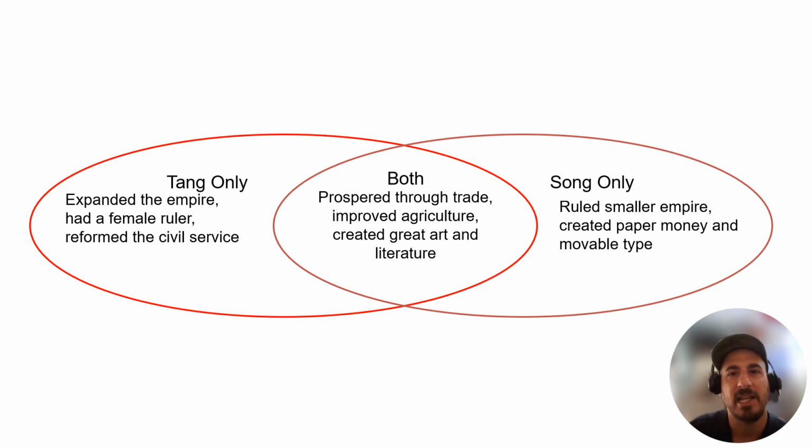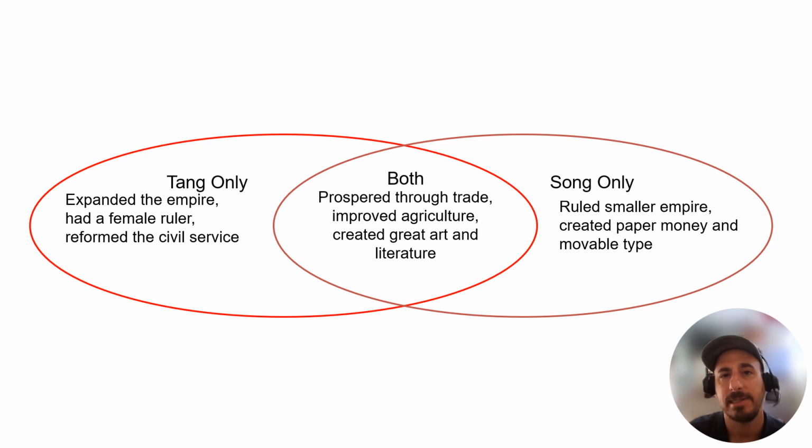Song dynasty: they're in charge of a smaller empire. They create paper money and movable type. And then if you look in the center, you have improved agriculture, which allows them to feed more people, and you really get a pretty strong economic and cultural boost. You get a lot of art from these periods. So this gives you a breakdown of the difference between these two dynasties, which I know students really struggle with.